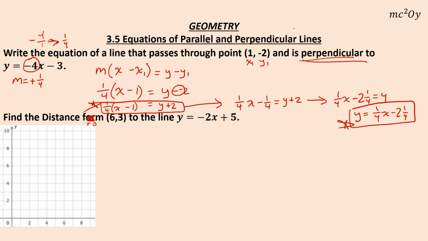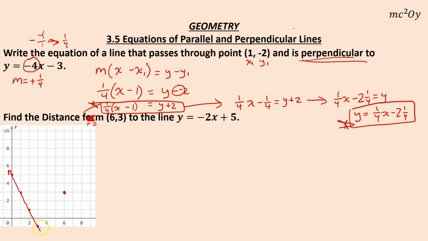Okay, so let me go ahead and graph. We shouldn't have to graph them, but I'm going to graph it to help us out here. We're going to go to (6, 3). Okay, so that is that point right there. And the line -2x + 5, so we'll go 1, 2, 3, 4, 5. Go down 2 and over 1, down 2 and over 1, down 2 and over 1, and we get a line that looks something like that.